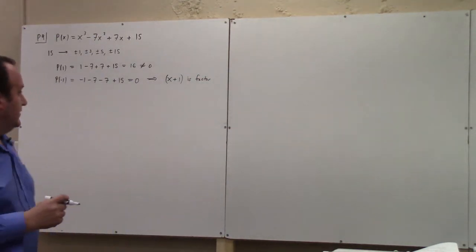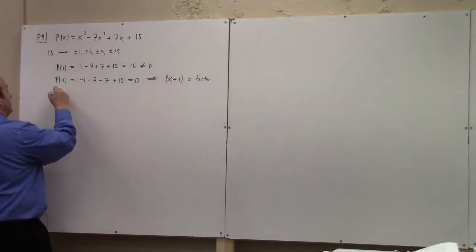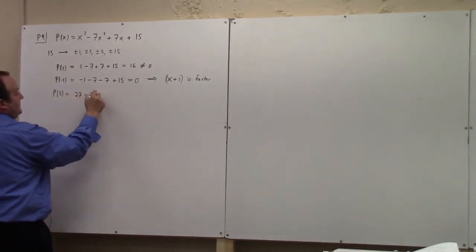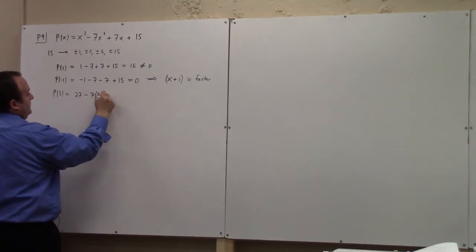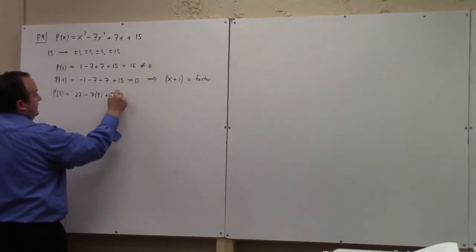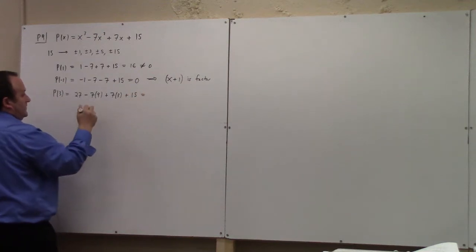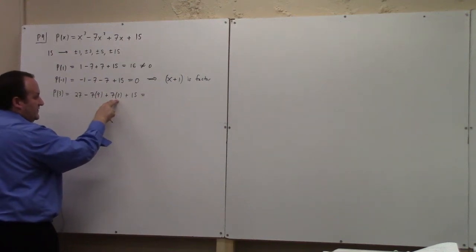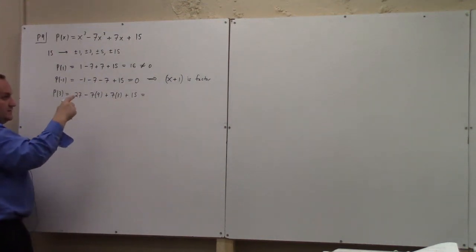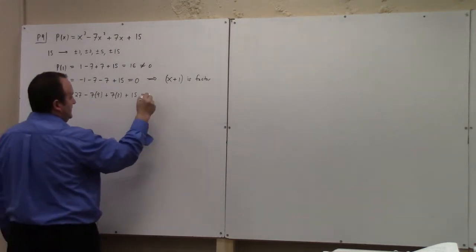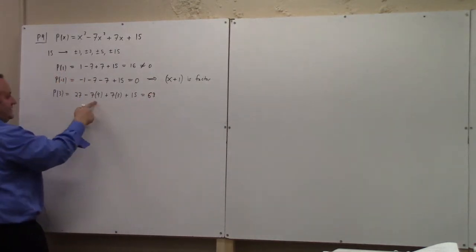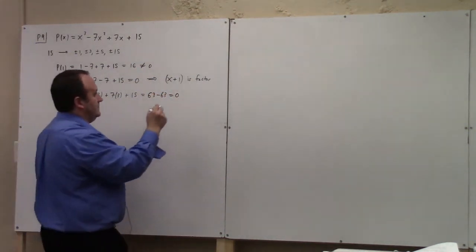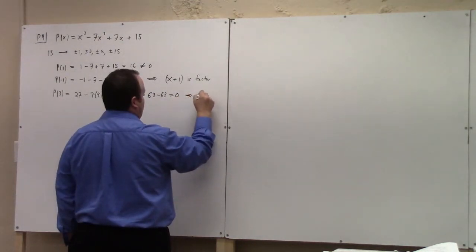Now, try plugging in 3. Let's see what happens there. That's 27 minus 7 times 3 squared, which is 9, plus 7 times 3, which is 21, plus 15. So 27 plus 21 is 48, 48 plus 15 is 63. So 63 minus 7 times 9. 7 times 9 is 63, right? So that's 0. So that tells us that x minus 3 is a factor, right?